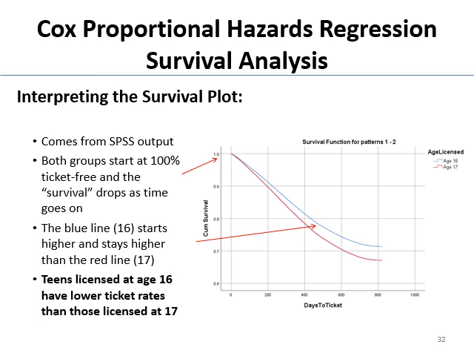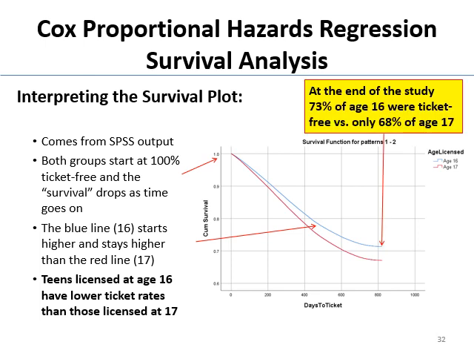And indeed, this is real data. That's really what happens. So at the end of the study, you can actually talk about the percent who were outcome free. And that 73% of age 16-year-olds were ticket free versus only 68% of 17-year-olds. So that's the survival difference.